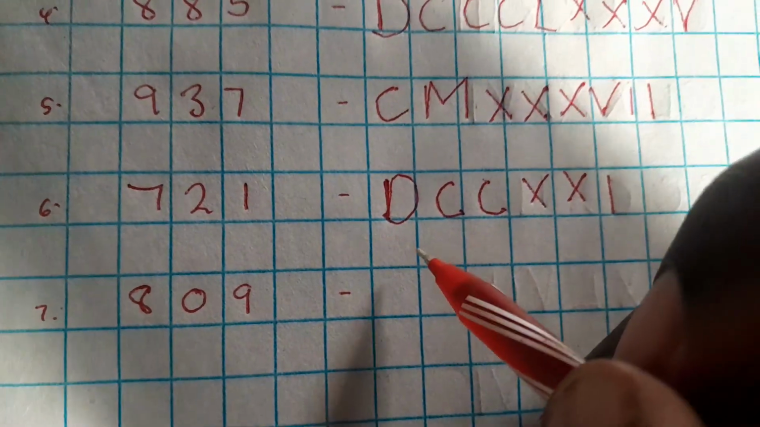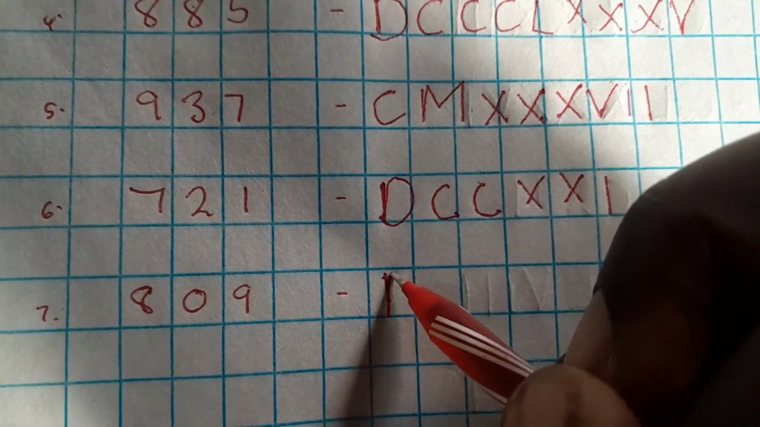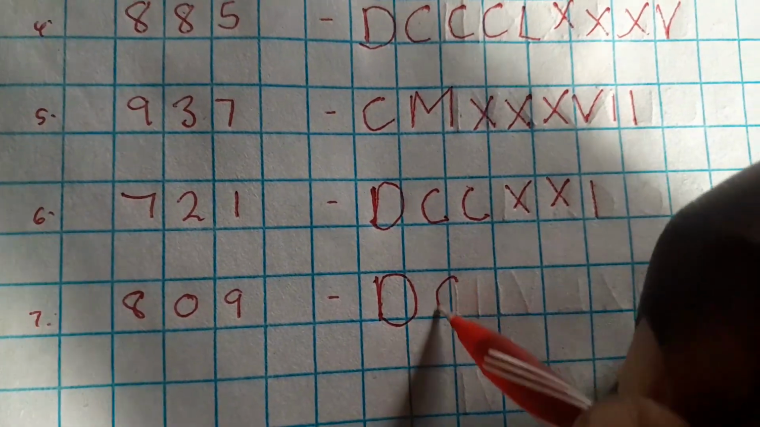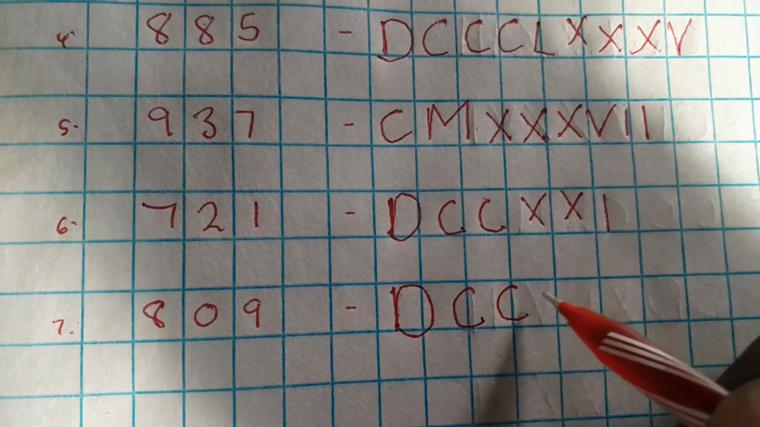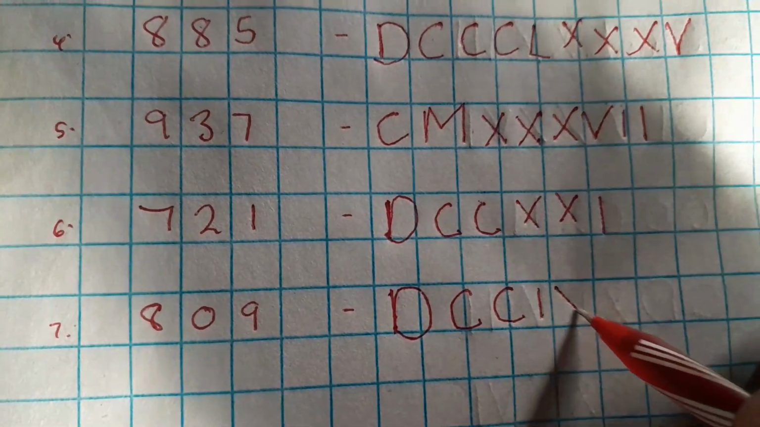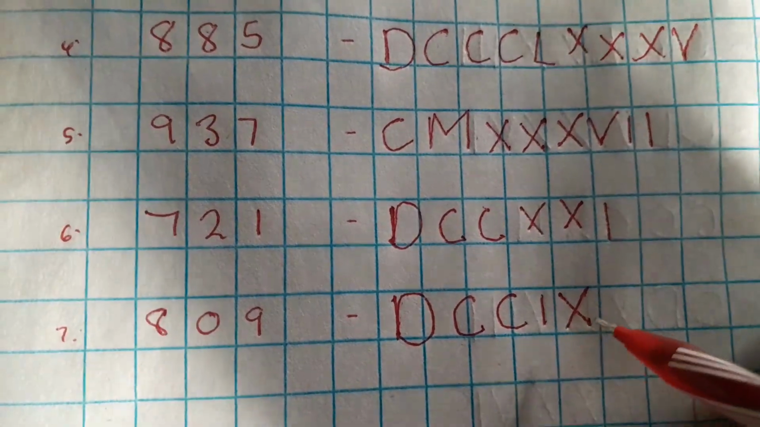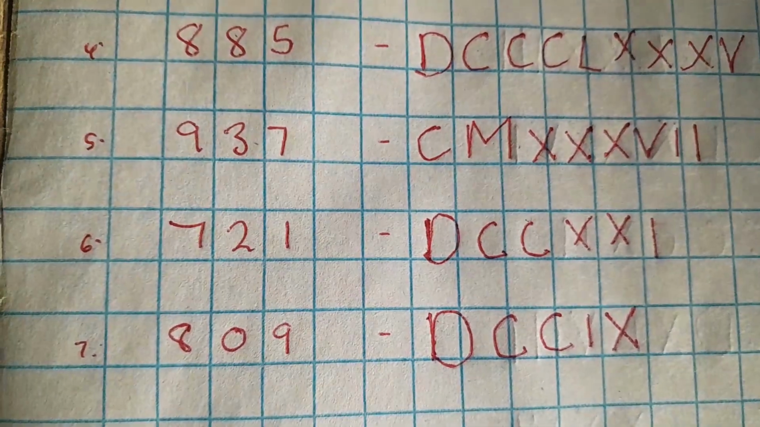Now, the last one, 809. Let's write our 800 first. 800 is D, C, C, C. We have our 800. And then the 9 is I, X. Okay, there. So this is all you need to do, folks.